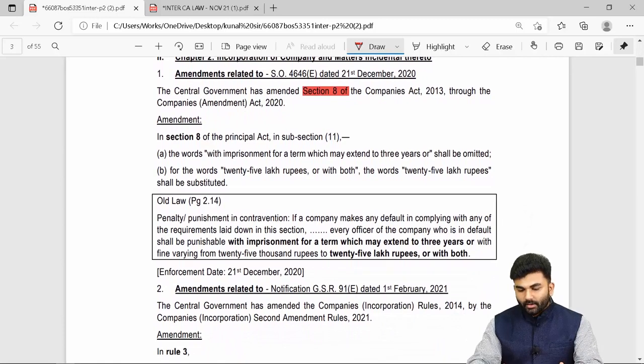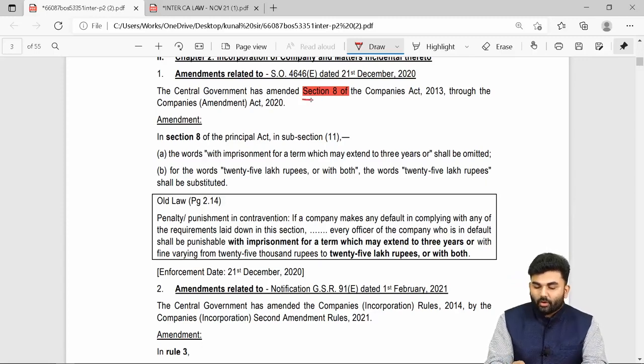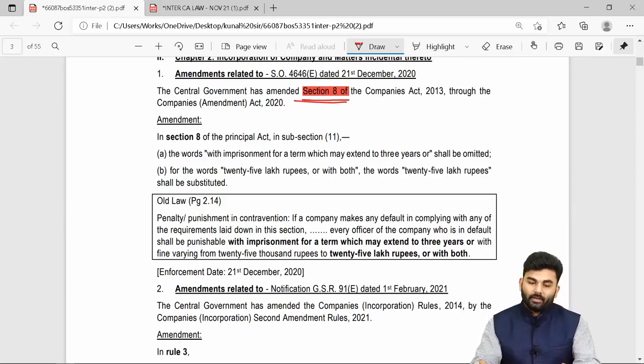Okay. The next changes which you need to make in your JKS's textbook is towards the concept of non-profit company.